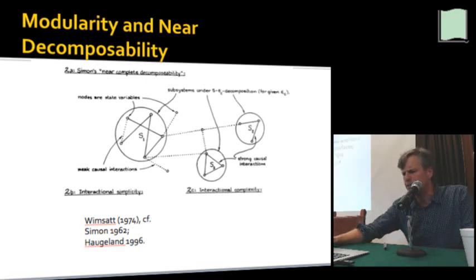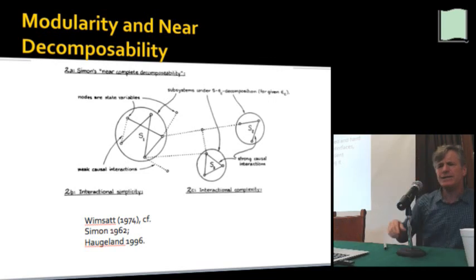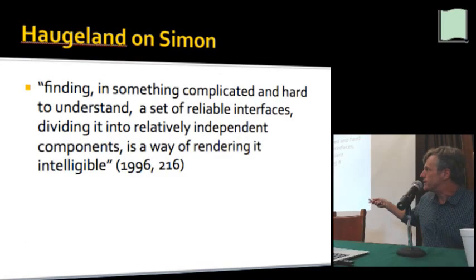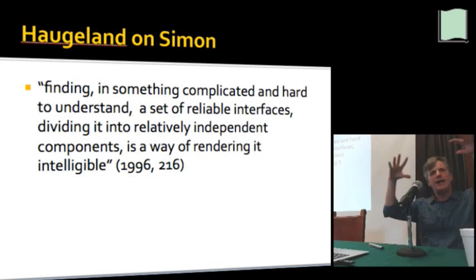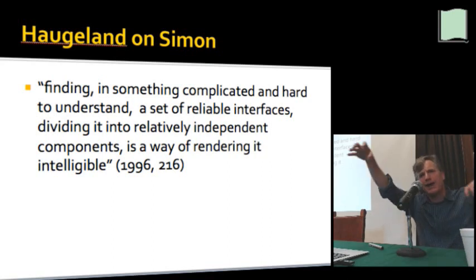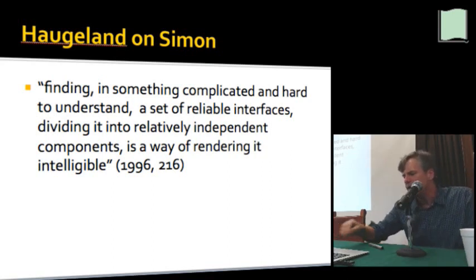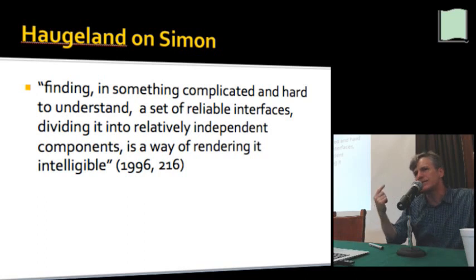And this really goes back to, as my teacher John Haugeland pointed out, that this is crucial to explaining. He says, finding in something complicated and hard to understand a set of reliable interfaces, dividing it into relatively independent components, is a way of rendering it intelligible. To take the giant mess of complexity and to break it into component parts that are isolated from one another. So the question is, does network analysis decompose things into component parts, or doesn't it?